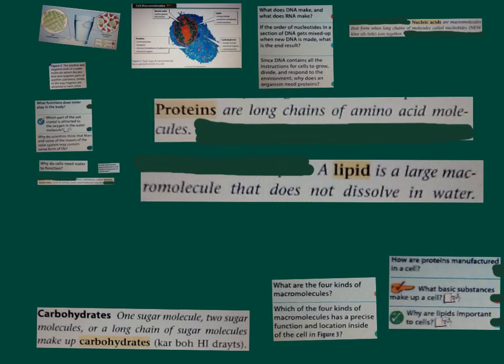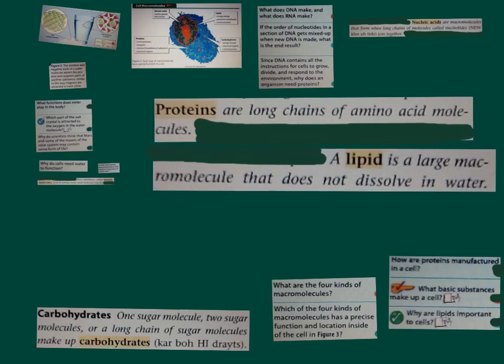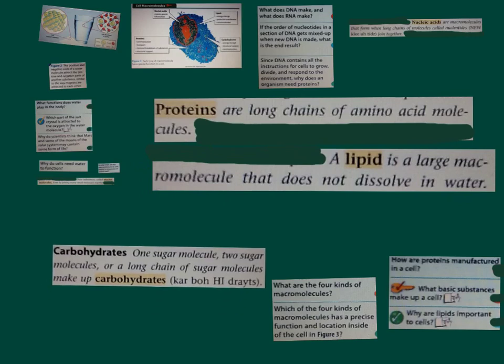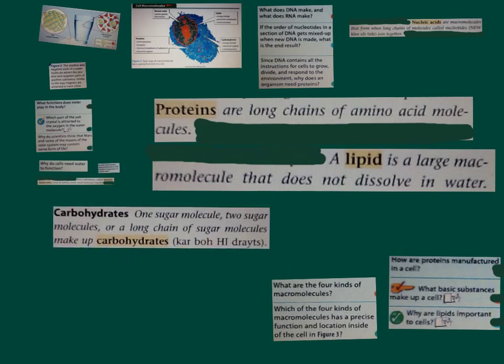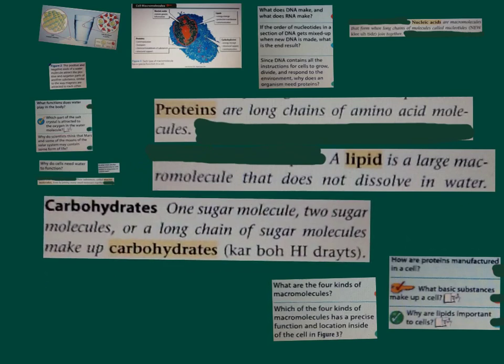All right. And the last one that I want you to write down would be this one right here. Carbohydrate. One sugar molecule, two sugar molecules, or a long chain of sugar molecules make up carbohydrates. Okay, go ahead and write all of that down. Pause it if you need to. Write the information in your science journal and then restart it again.